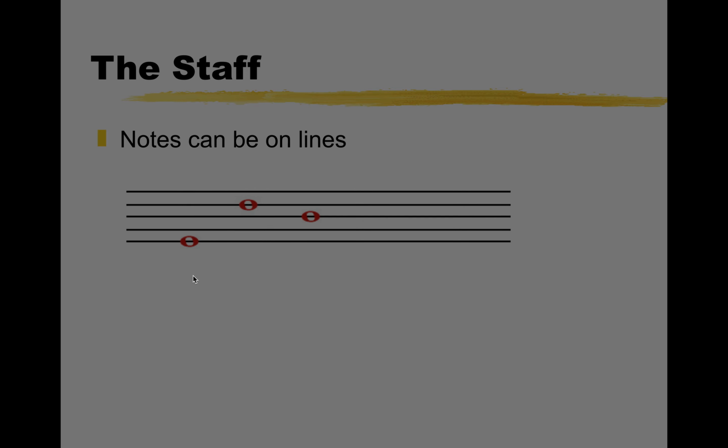These are line notes. Sometimes notes are on a line, and you'll see the note is sitting right on top of the line. The line goes in between the notes. And notes that are in between the lines are called spaces. These are all space notes. They're in between the lines.